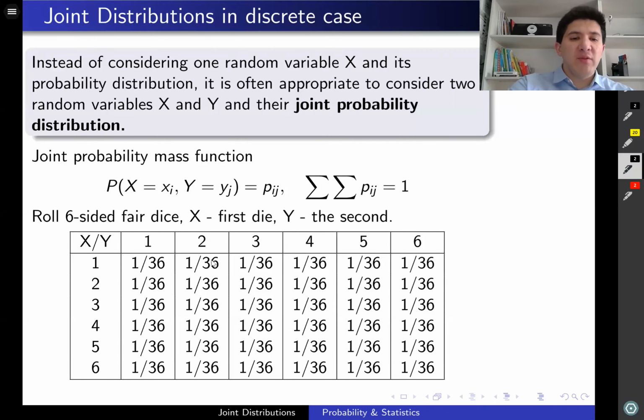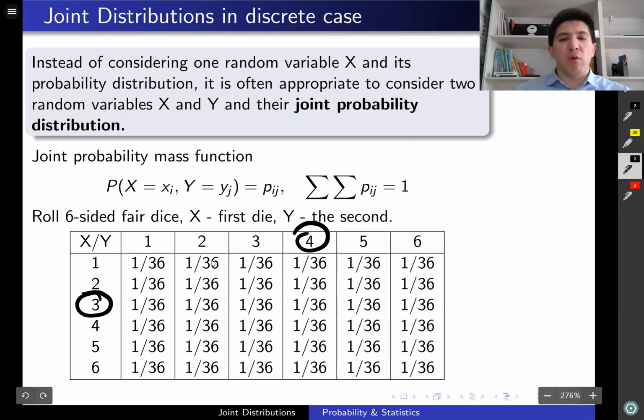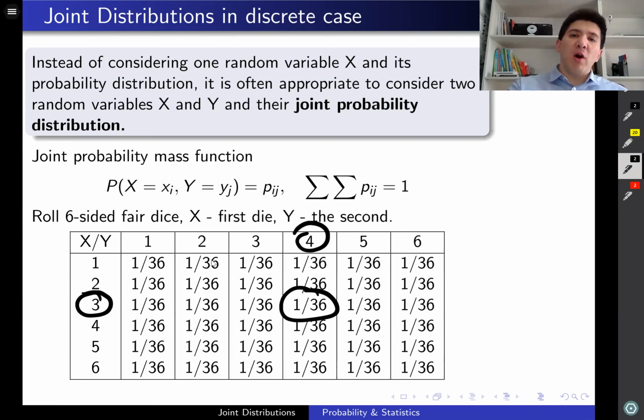For example, if the value of X is equal to 3, and the value of Y is equal to 4, basically I'm asking you, what is the probability that on the first trial you will get 3, and on the second trial you'll get 4? This is going to be 1 over 6 multiplied by 1 over 6, which is equal to 1 over 36, right? And we can fill this in for all of the values of X and Y. Please note that the sum of all of the probabilities is equal to 1, because there are 36 values and all of them are equal to 1 over 36.